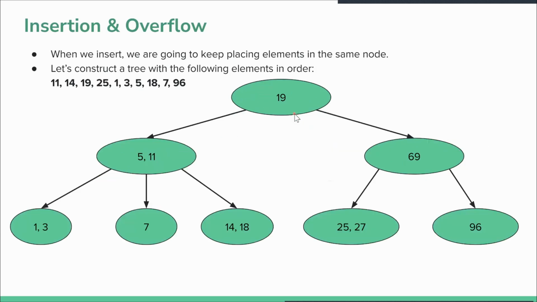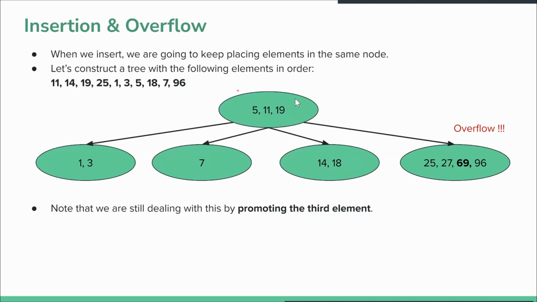But the issue is we moved 69 into this and we just got another overflow. I didn't draw that and it probably would have helped, but just imagine we put a 69 here. This has an overflow. So we need to then split this and promote the 3rd term of 5, 11, 19, 69. 19 goes up. 5 and 11 go to the left, and 69 goes to the right.